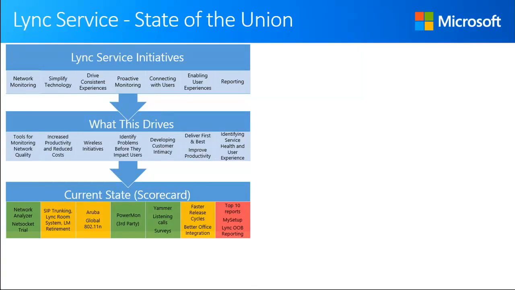Customer intimacy, enabling those user experiences, right? We want people to be able to access Lync from where they are, but then also we're that first and best. But at the same point, we want to, at the same time, improve productivity. If somebody downloads a brand new client and they can't join a meeting, that doesn't improve productivity. So we have to weigh and balance those things internally.